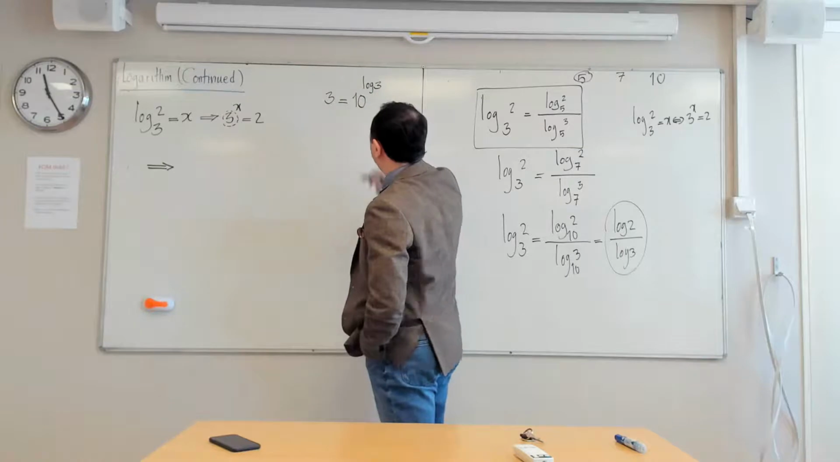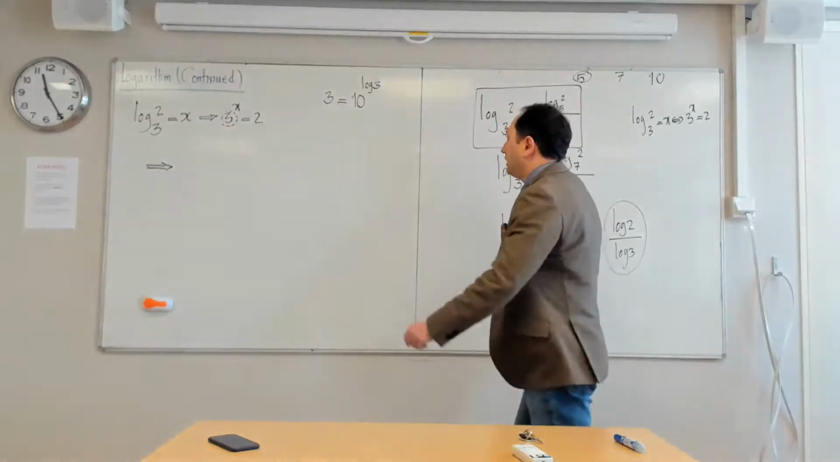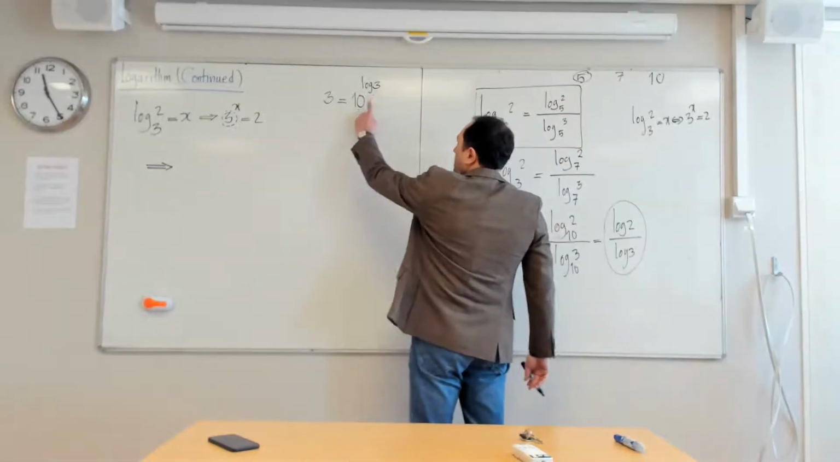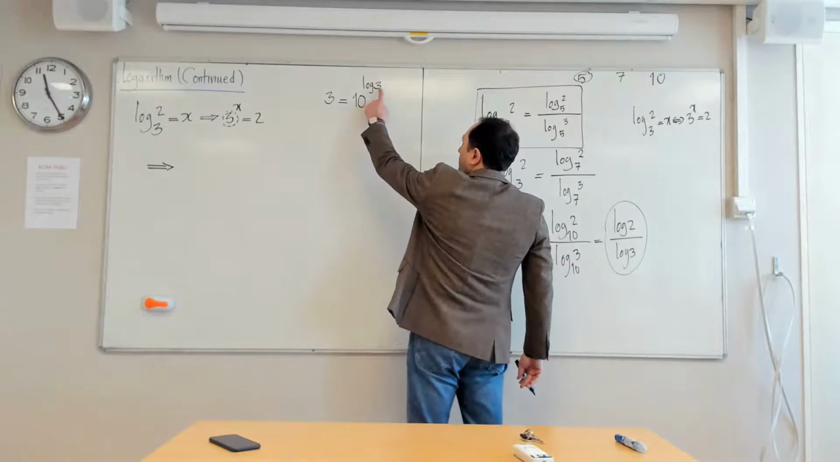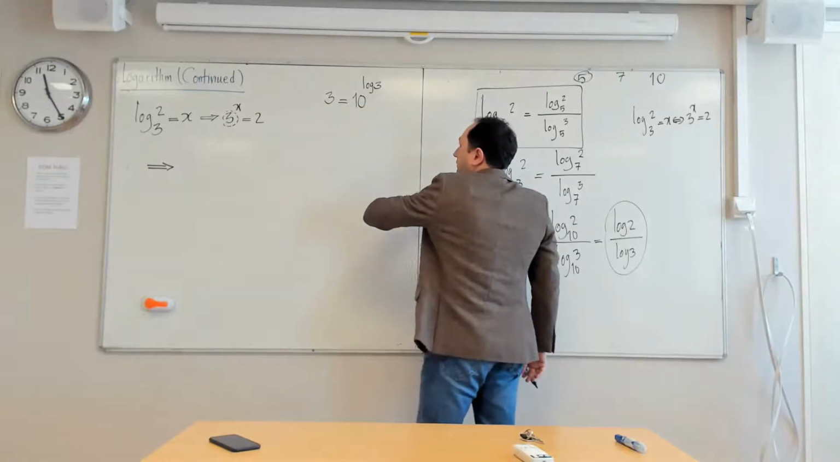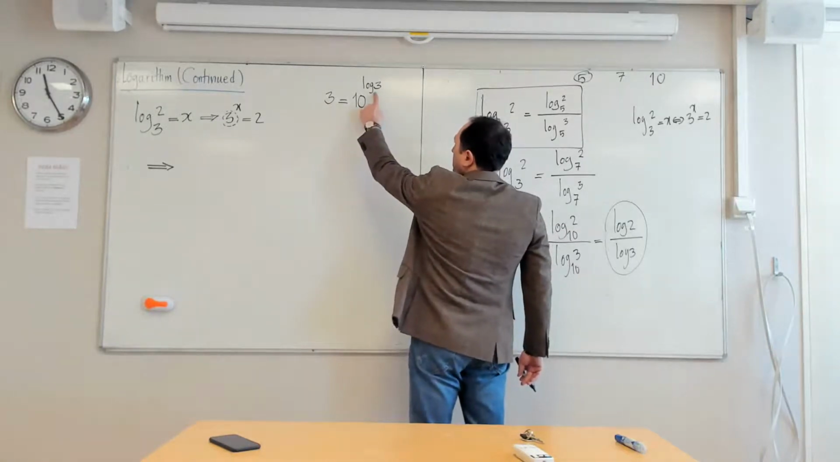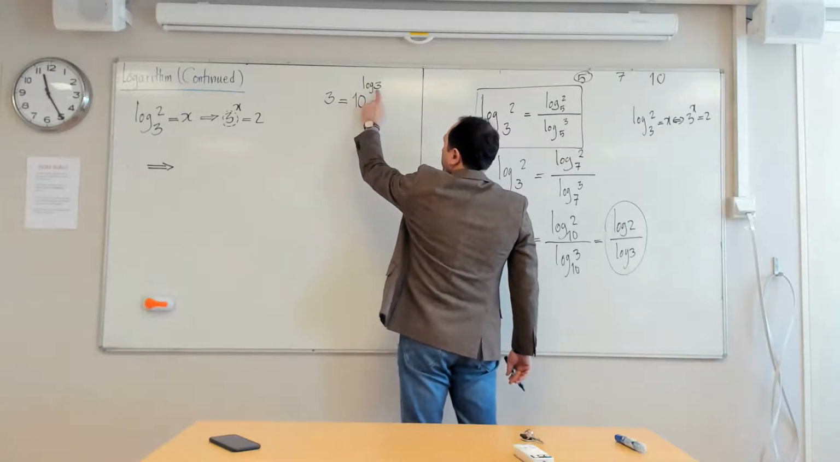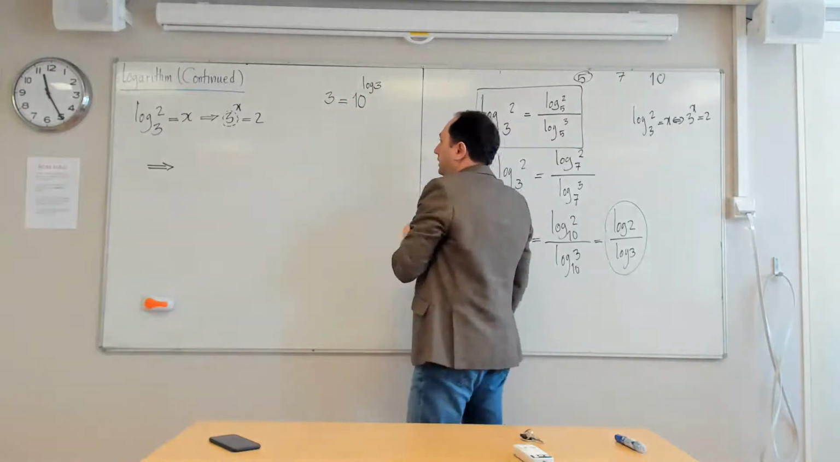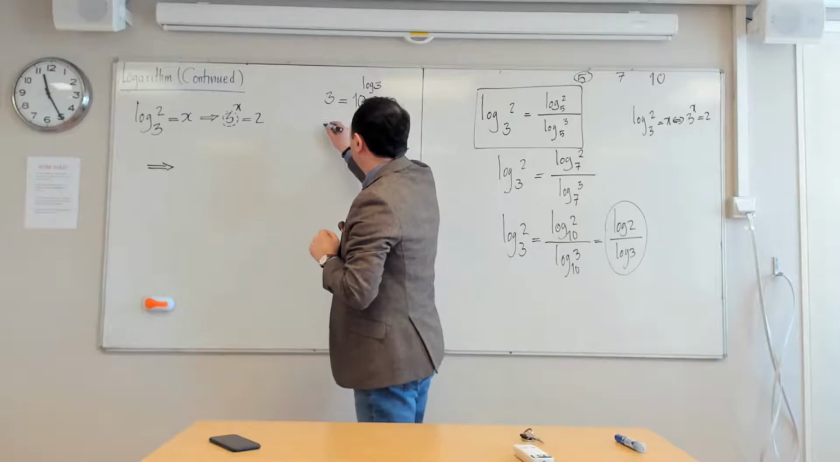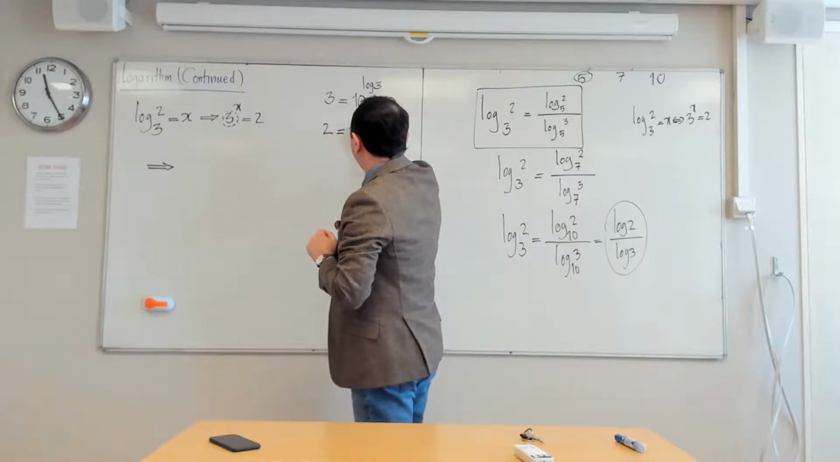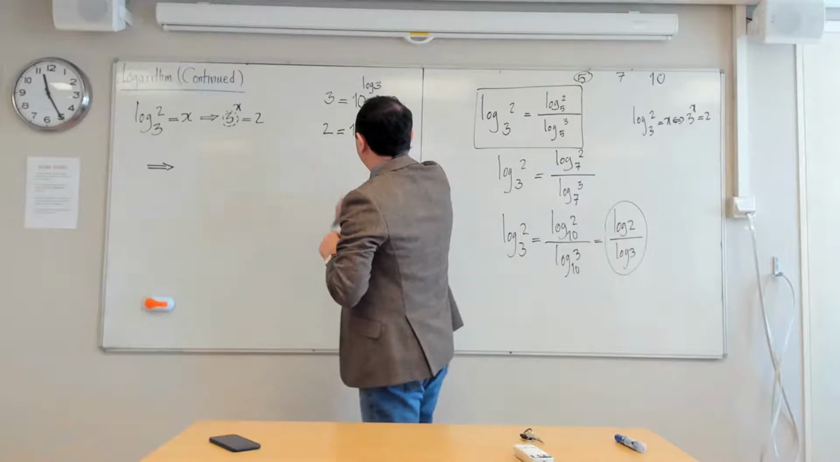Do you agree with me? Everyone should be very comfortable with this. Yes. 10 to the log of 3 is 3. Because the base here and the base there are the same, everything will be canceled out and I will get 3. I will do the same thing with 2. 2 can also be written as 10 to the power of log of 2.